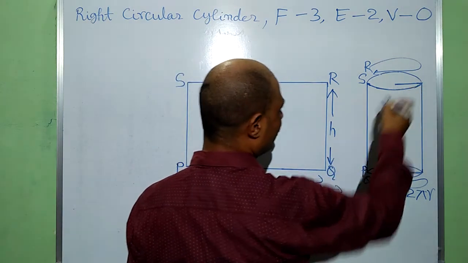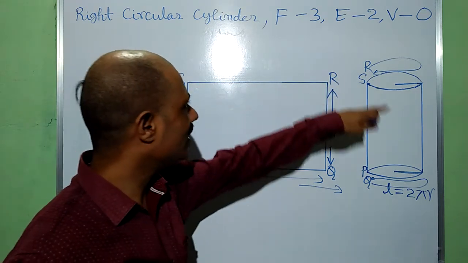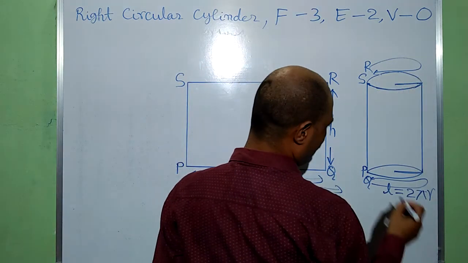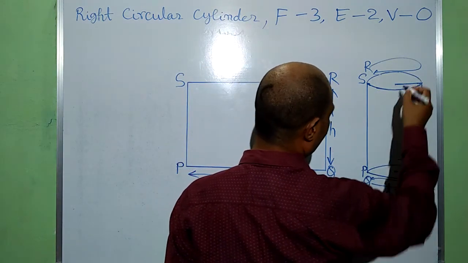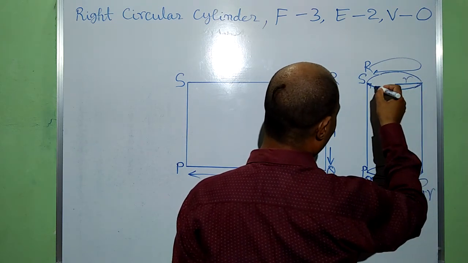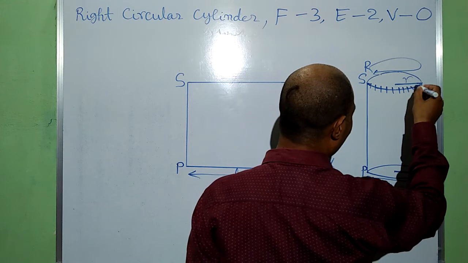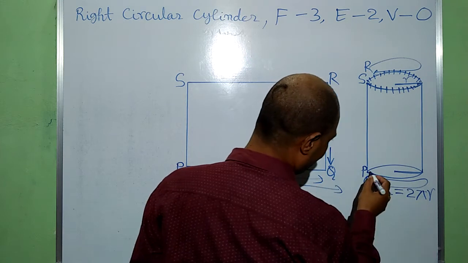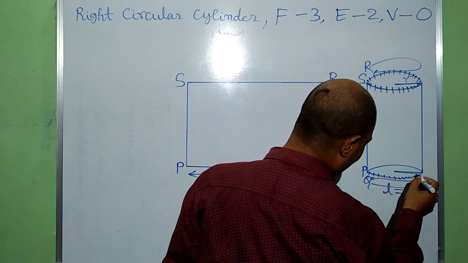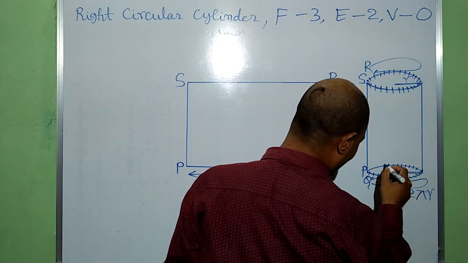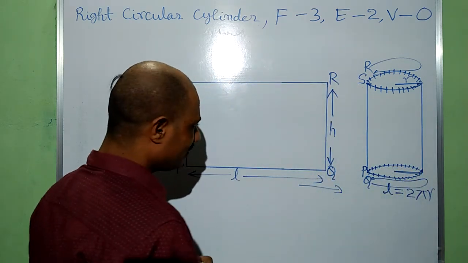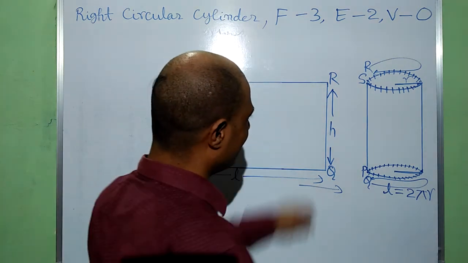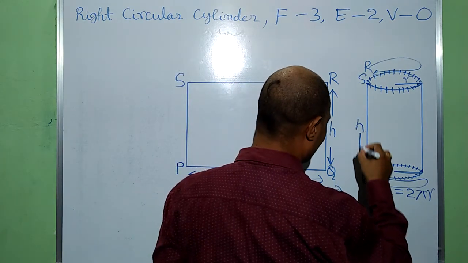Similarly here, this is also a circle. Same, SR is here. As we know, PQ is equal to SR. Here, this will also be 2 pi r. This is its radius. And this is its curved edge, that is circumference of this circular base. This is also curved edge, that is circumference of this circle. Here L is 2 pi r and height, this is h. This will remain the same, h.